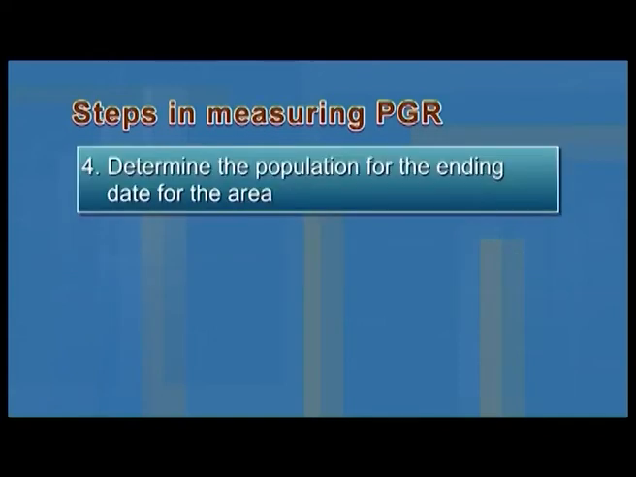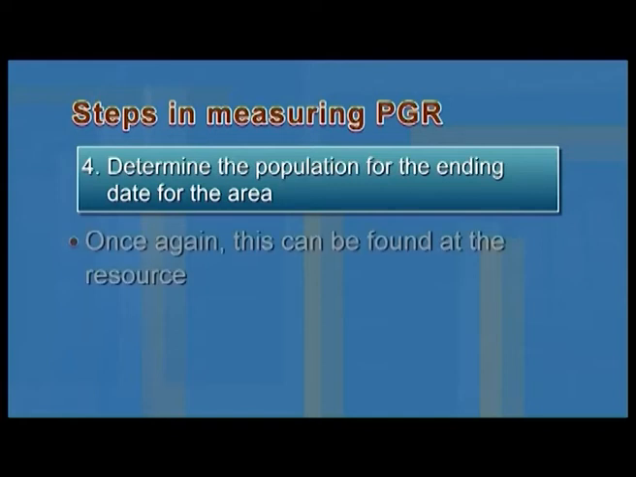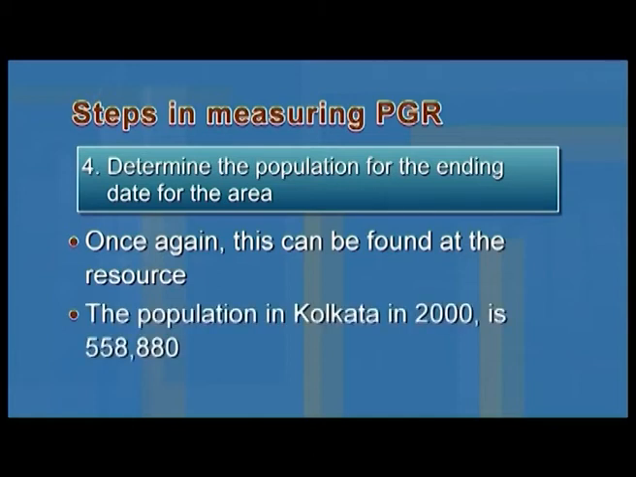Determine the population for the ending date for the area. Once again, this can be found at the resource. The population in Kolkata in 2007 is 5,58,880.